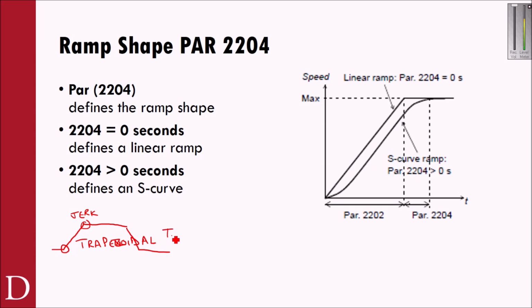So instead of being trapezoidal, we like to get what's called an S-curve. An S-curve is where instead of doing what we see over here, we want to start at 0, and we want to slowly feather in, and then when we get to the RPM, we want to slowly feather out. And so this is why it takes on the shape of an S. To define an S-curve, again, if you set 2204 to 0, then there is no S-curve. That's a linear ramp. That's where you just go trapezoidal. 2204 set to something other than 0 determines how long that S-curve is going to be.